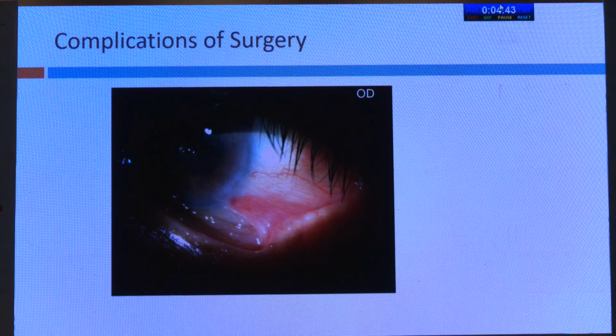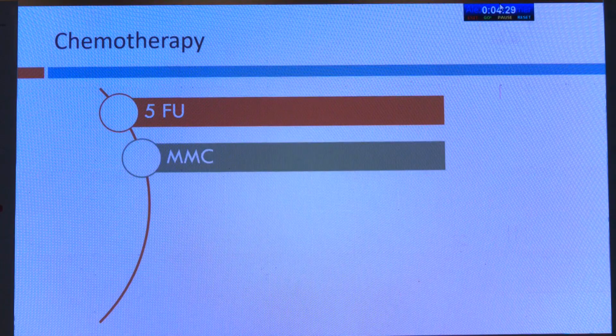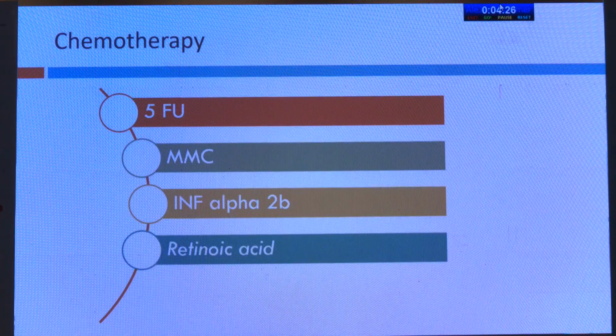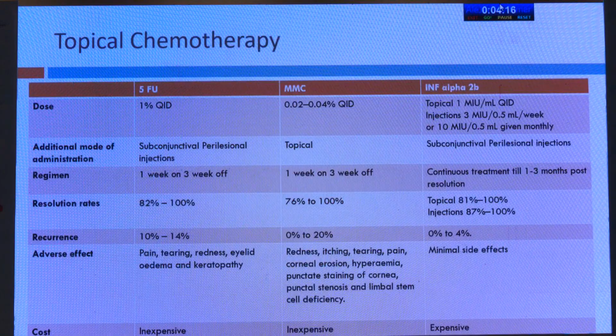However, the downside of the surgery remains formation of symblepharon, limbal stem cell deficiency, and development of pannus that needs to be taken care of, and that is what led to the advent of chemotherapy in OSSN. We all know that there are various drugs: 5-fluorouracil, mitomycin C, interferon alpha 2B, and of late retinoic acid and anti-VEGF have also been tried. But among all these drugs, mitomycin C and interferon alpha 2B remain the two most commonly used drugs in our clinical setup.